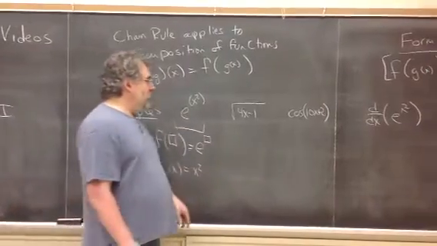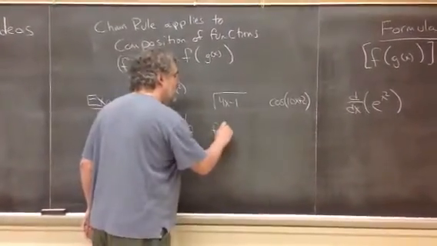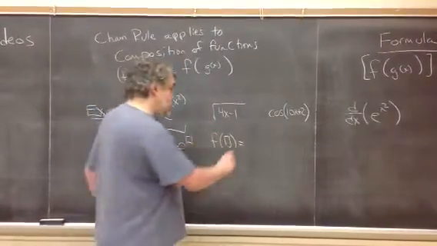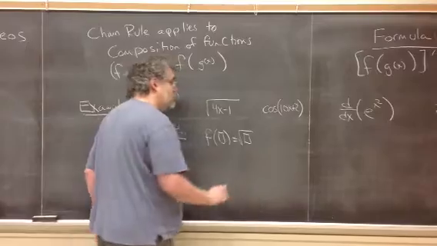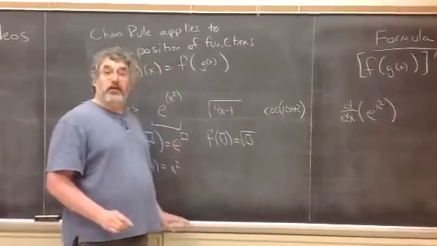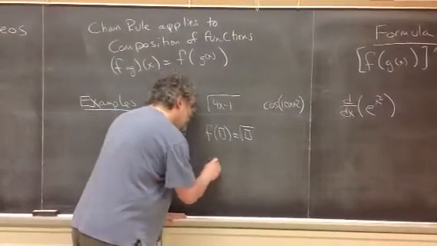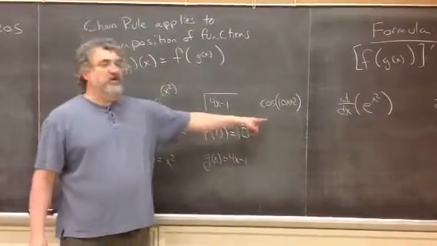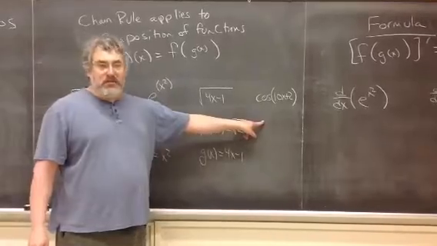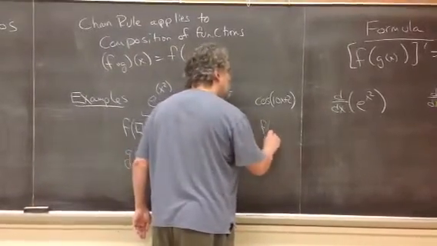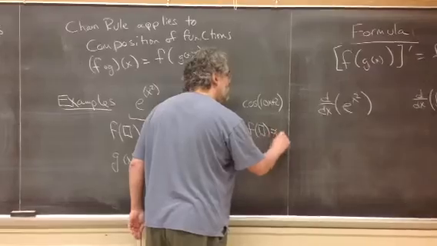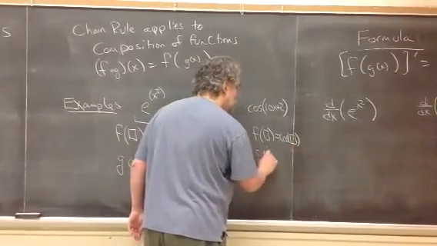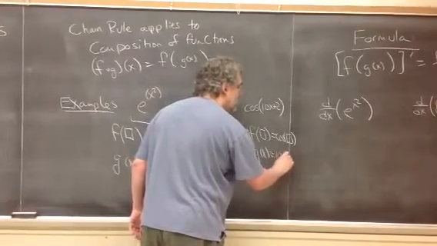Now what about this one? The thing that's happening on the outside is the square root. So this is the square root of whatever. The f of box is the square root of box. G of x, the inside, is 4x minus 1. And then hopefully you can see on this one, the outside, f of box, is the cosine of box, and g of x, the inside, is 10x plus 2.